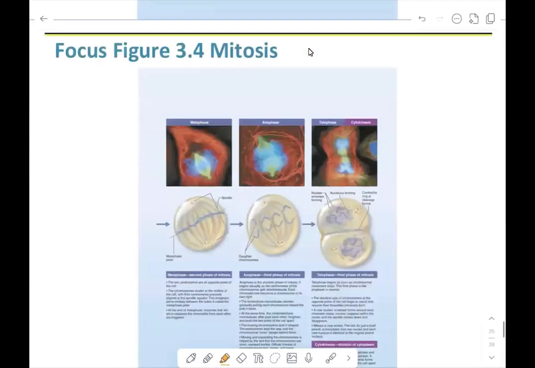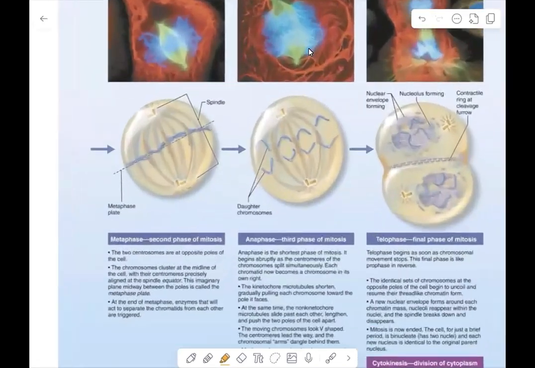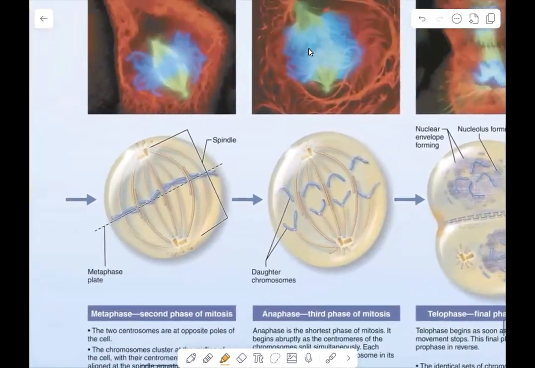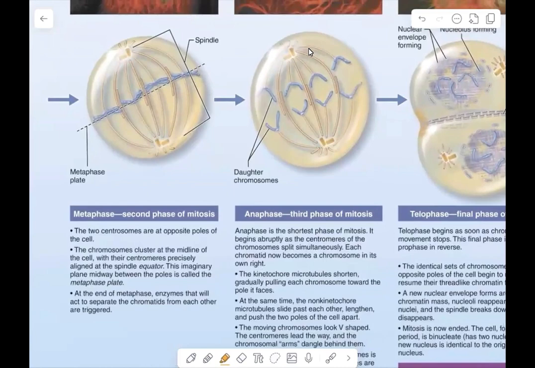The next phases of mitosis are on this slide. So after prophase, we have metaphase, and metaphase means middle. So we have this mitotic spindle. Again, it's an organizing structure that the chromosomes are going to be attached to. They line up along the equator of the cell, also called the metaphase plate. So the two centrosomes are at opposite poles, and the chromosomes line up at the equator, or metaphase plate.